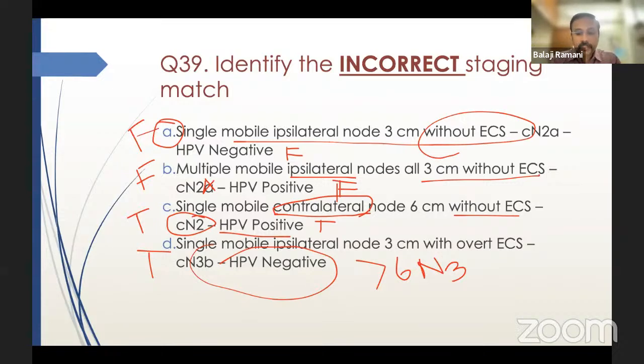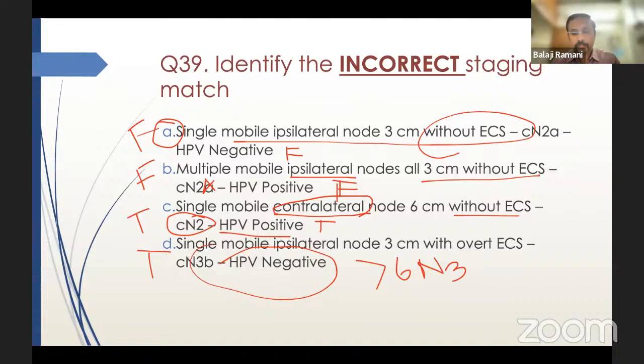What remains now? So it cannot be multiple, so it has to be single. What is the only thing that remains? It has to be single. Can it be contralateral? No. If it is a contralateral node, it will go to N2C. Can it be more than 6 centimeter? No. It will go to N3A. So it has to be single. It has to be mobile. It has to be ipsilateral, and size should be more than 3 and less than or equal to 6 centimeters, and this will be your N2A.